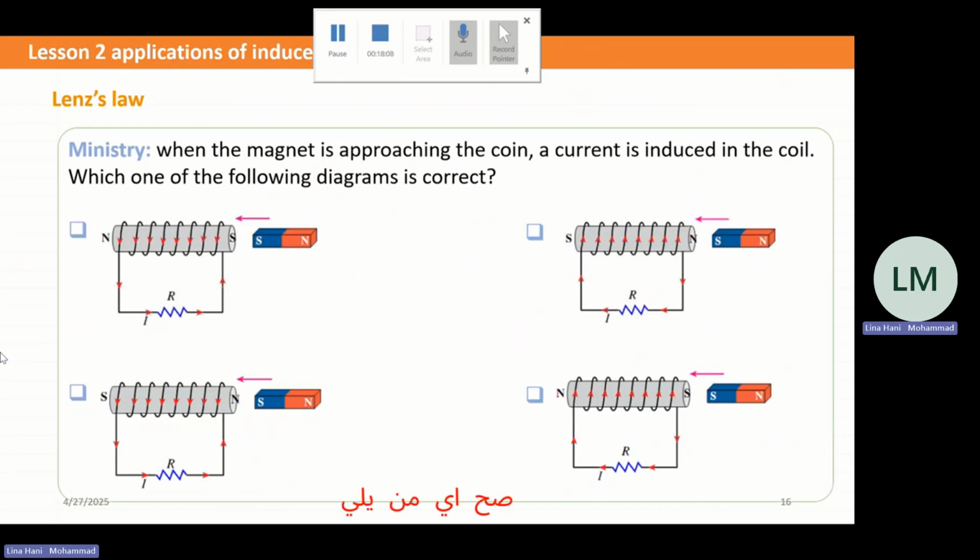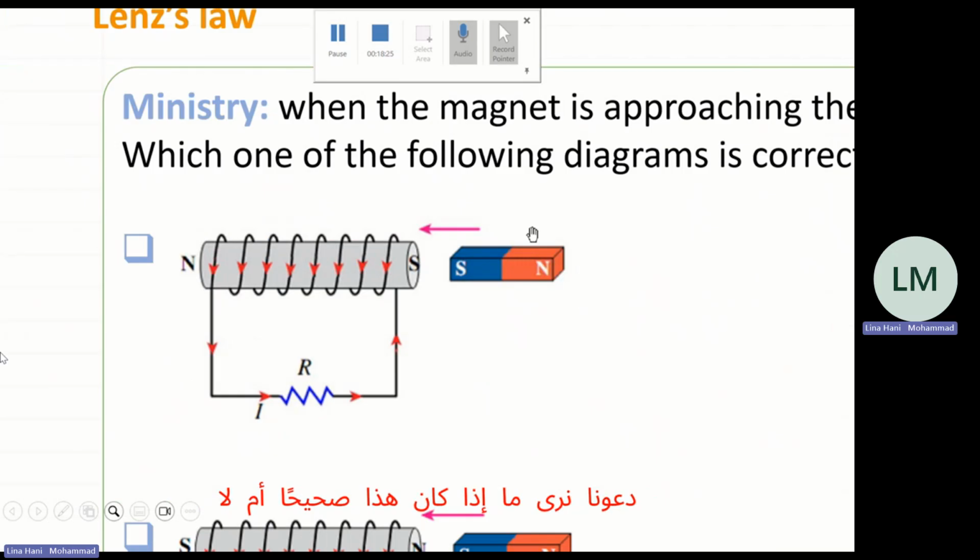Which of the following, or sorry, when the magnet is approaching the coil, a current is induced in the coil. Which of the following diagrams is correct? I'll start with the first diagram and see if it's correct or not.